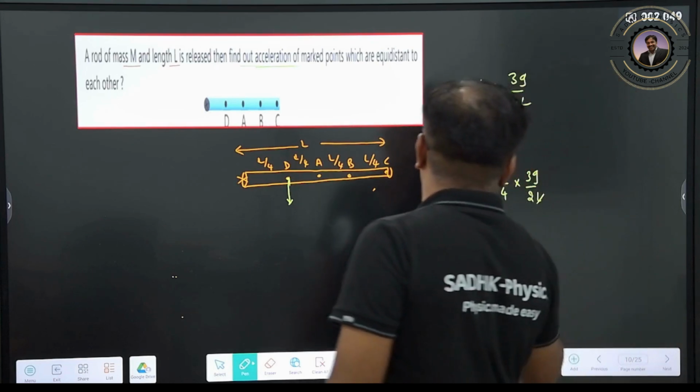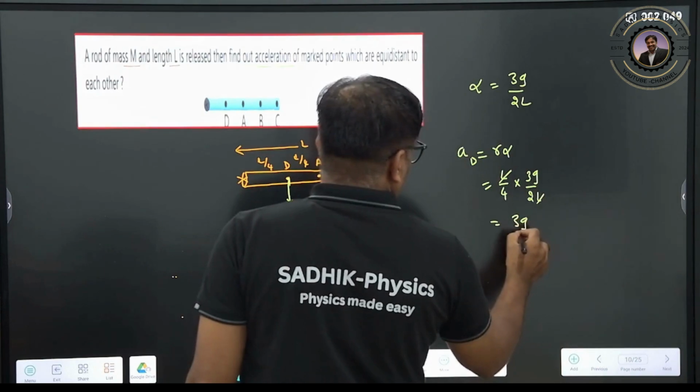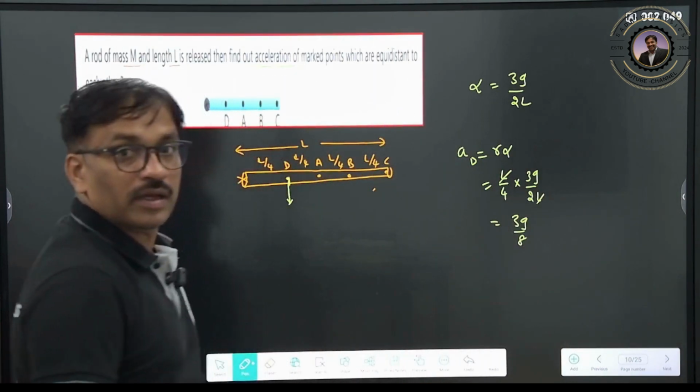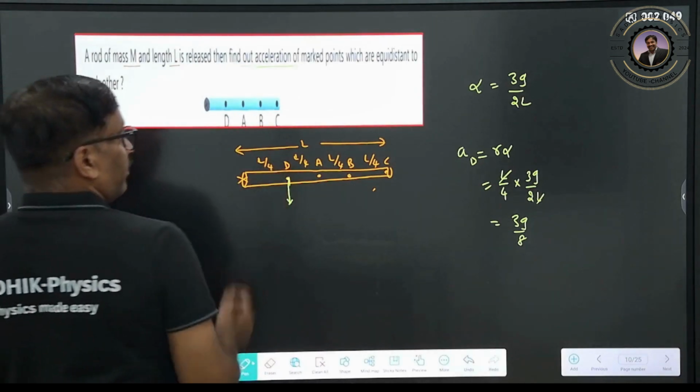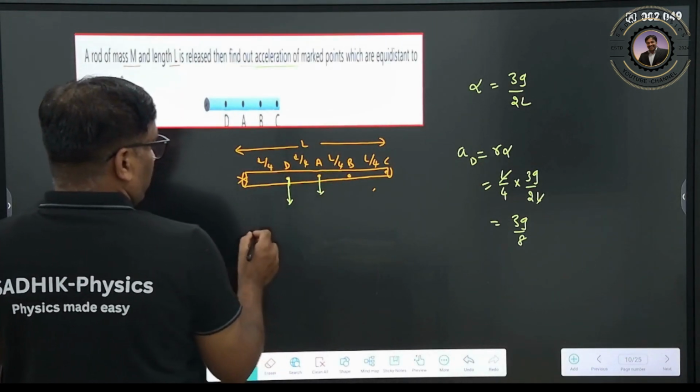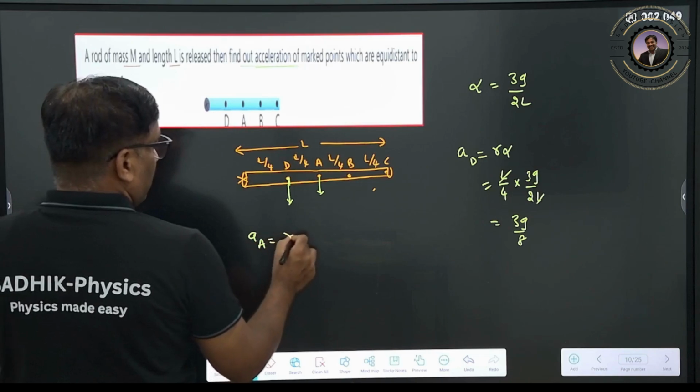Get cancelled. So 3g by 8 will be your acceleration at the point D. Similarly, we want to calculate the acceleration at point A, again the same way.